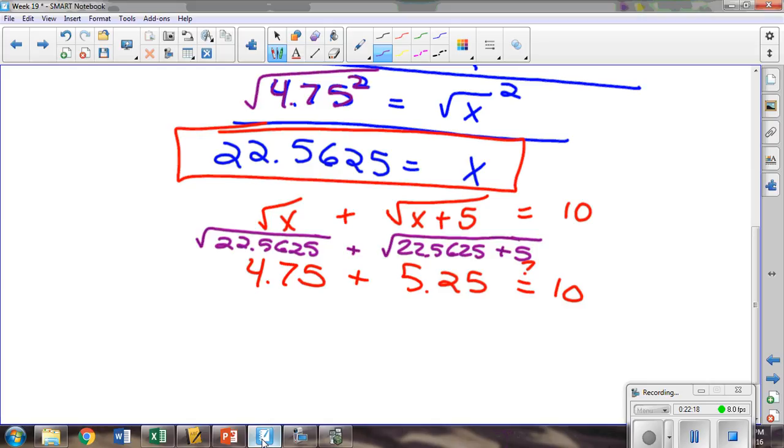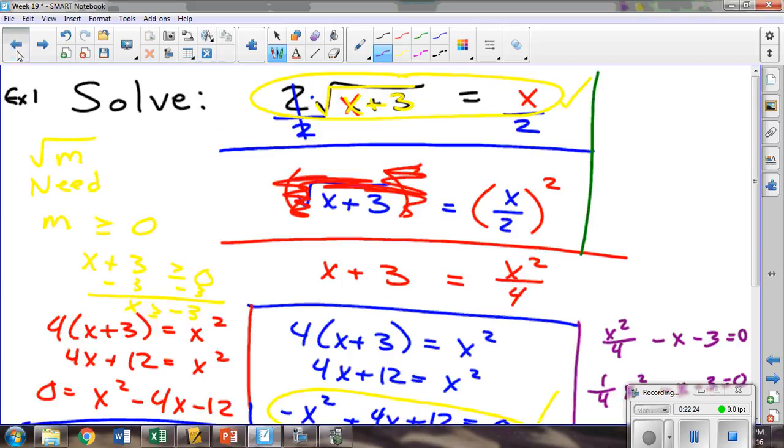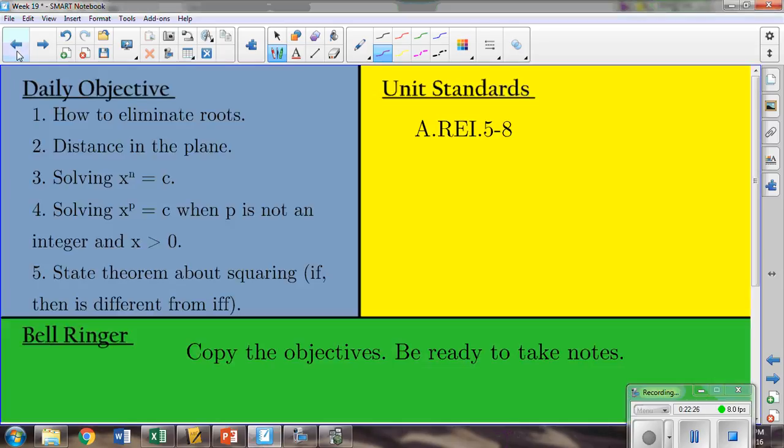All right, at this point, we'll stop this particular video because 20 minutes is long enough. In future videos, we will continue working on these objectives. We saw today eliminating roots. In next videos, we will focus on distance in the plane and solving.